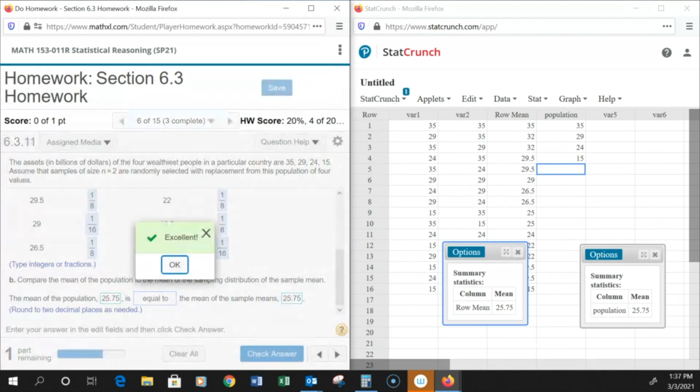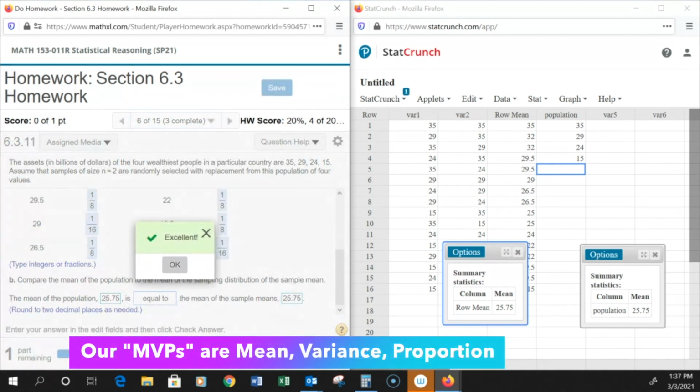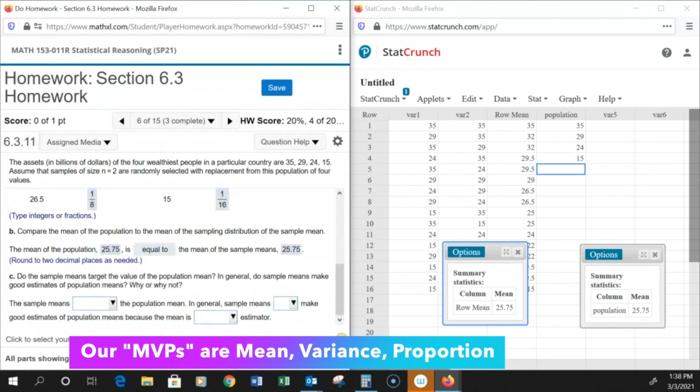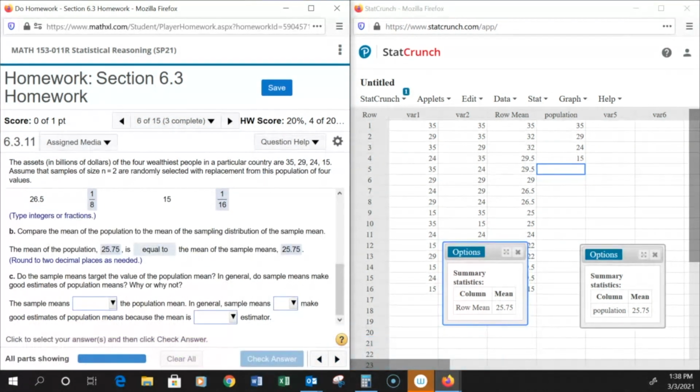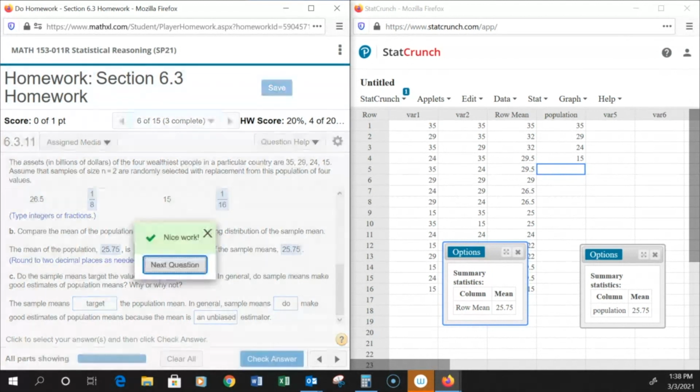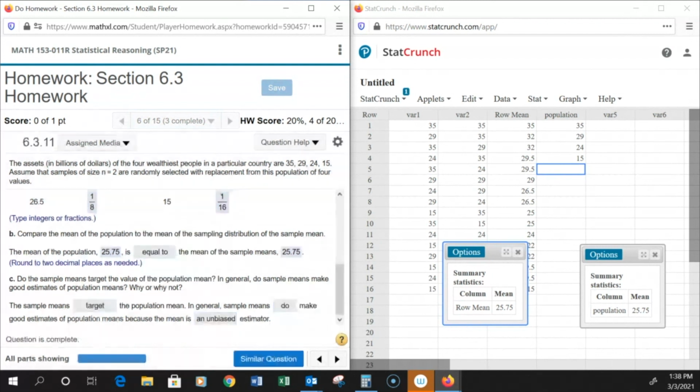And we expected that because MVP, the mean, the variance, and the proportion, are the three unbiased estimators. They do target the population mean, so they do make good estimates because the mean, I just said this, it's unbiased. That's how that works. That one was tricky because we had to key in the values ourselves.